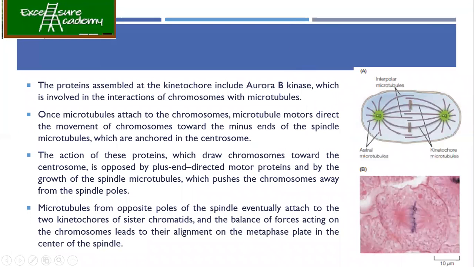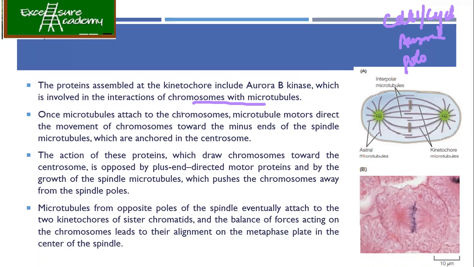Okay, so now what is happening? The proteins assembled at the kinetochore include Aurora B kinase, which is involved in the interactions of the chromosomes with the microtubules. So these are the things you need to remember, even though we are talking only about CDK1, cyclin B, Aurora kinase, and polo-like kinase. We saw that Aurora B kinase is responsible for the kinetochore attaching to the microtubules.